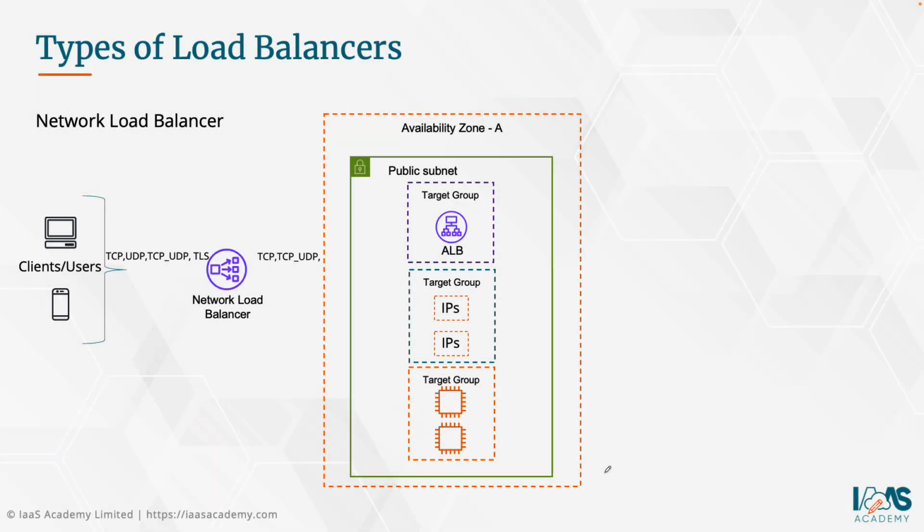Okay, so next I want to talk to you about network load balancers. Now, network load balancers operate at layer 4 of the OSI model, what's known as the network layer, and they allow you to communicate over TCP and UDP protocols.